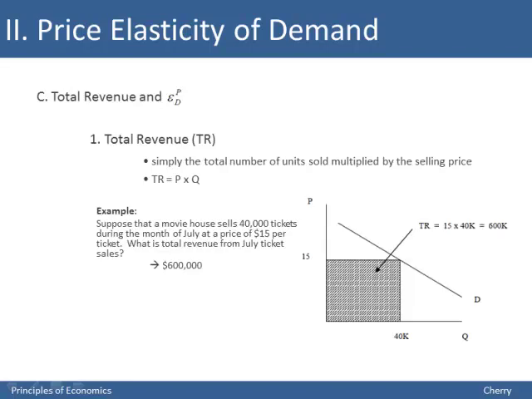So for example, suppose that a movie house sells 40,000 tickets during a month and the price is $15 per ticket. So what's the total revenue during this month? It's 15 times 40,000, that gives you $600,000. That's the revenue. Graphically, you can see that it's just that shaded area.